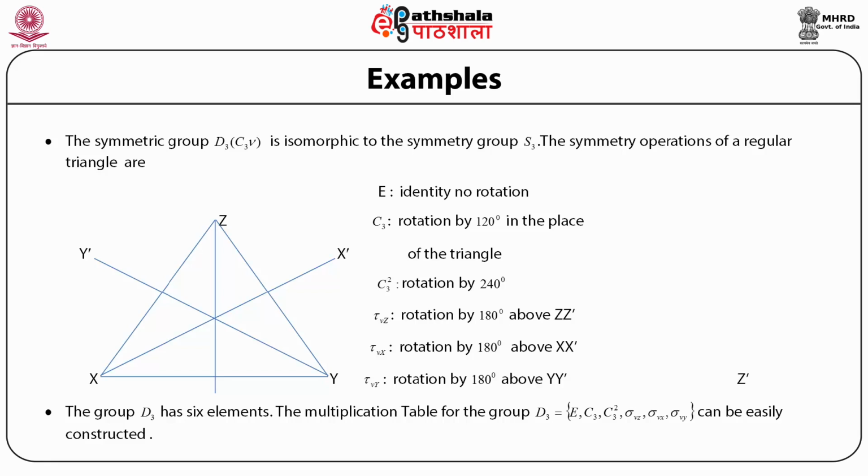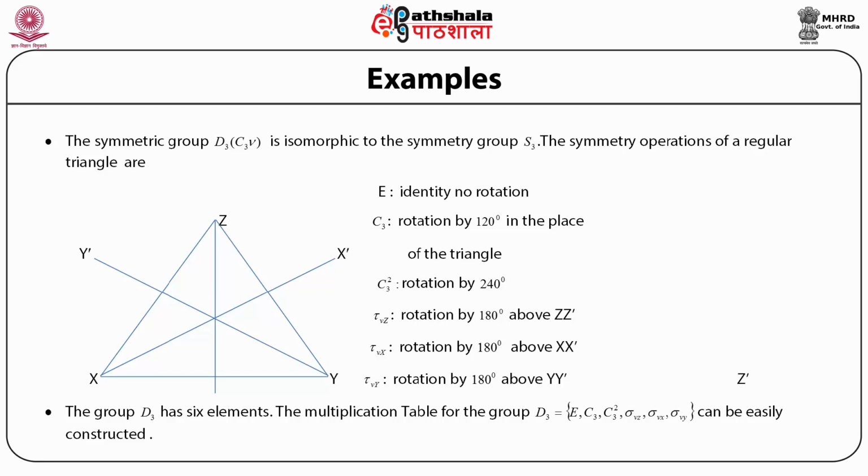Let us first look at the symmetry operations of a regular triangle. So we consider XYZ to be a regular triangle. Obviously, one symmetry operation is the identity operation, which does nothing to the triangle. Another operation is C3, a rotation of 120 degrees in the plane of the triangle.